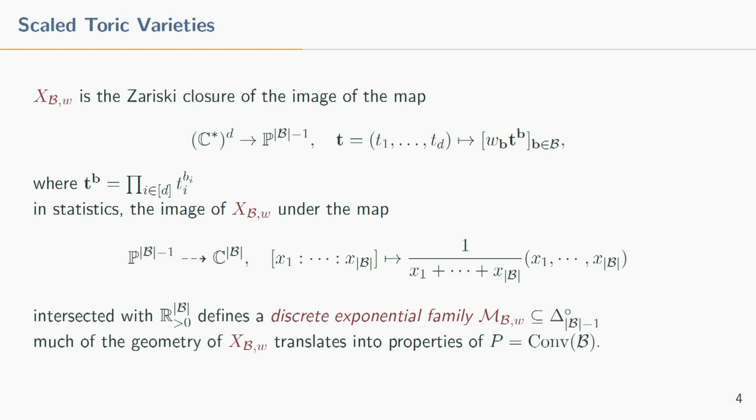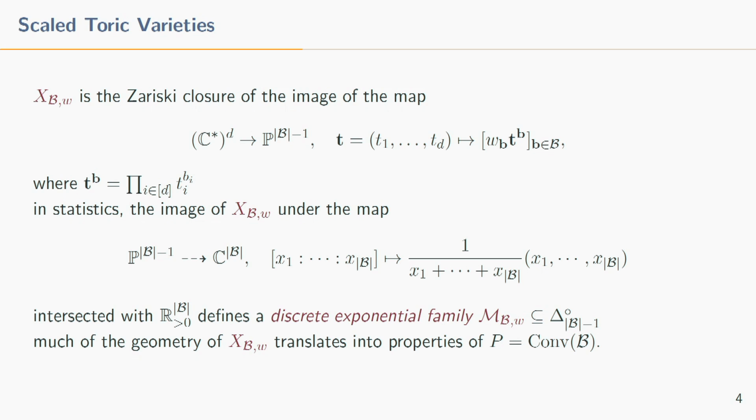And we take these given integral points, and we take the coordinates and exponentiate them to the power given by the coordinates of the points. We take the product, so this gives us a monomial, and then we multiply this monomial by some weight. So this gives us a parameterization. And then the Zariski closure of this is a variety, and this is the scaled toric variety.